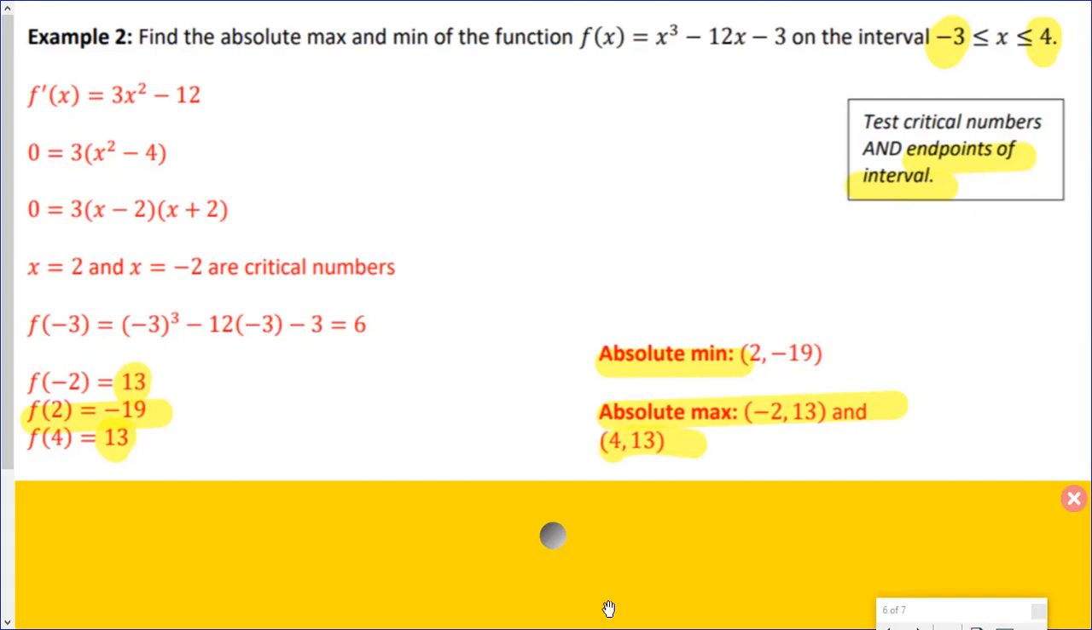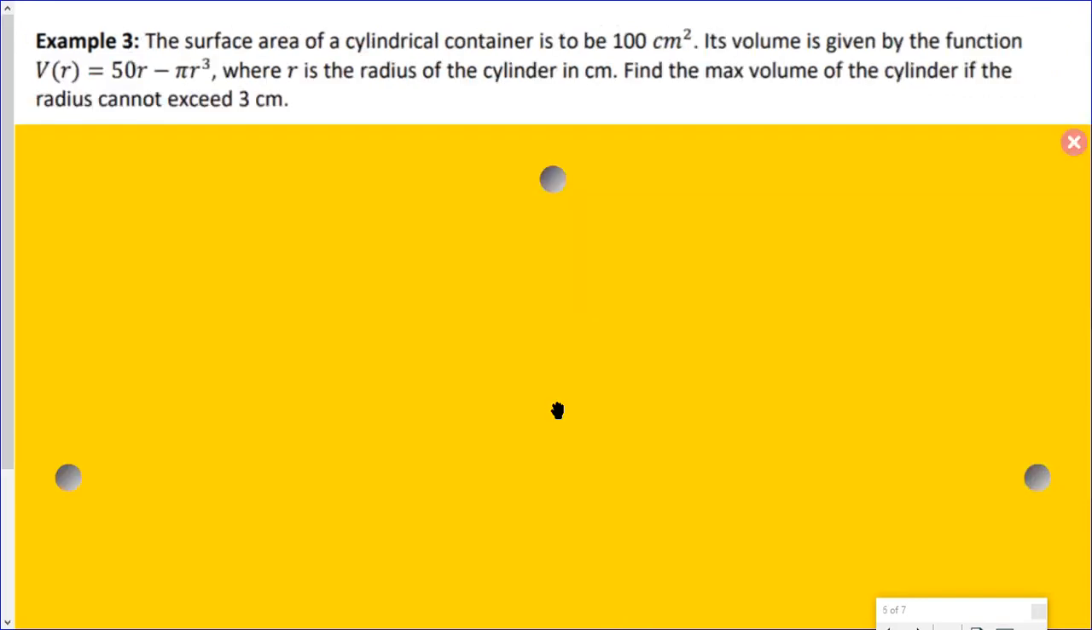And the final question, which relates to our next module on optimization, you're going to have a lot of questions like this in module 4 when we're looking at cylindrical containers, just different geometrical shapes and the volume and surface area for that. Main reason optimization is extremely important in engineering, and shapes in general, geometric objects, very important for engineering. So it says the surface area of a cylindrical container is to be 100 centimeters squared. The volume is given by the following function, where R is the radius of the cylinder in centimeters. Find the maximum volume. That's what optimization is.